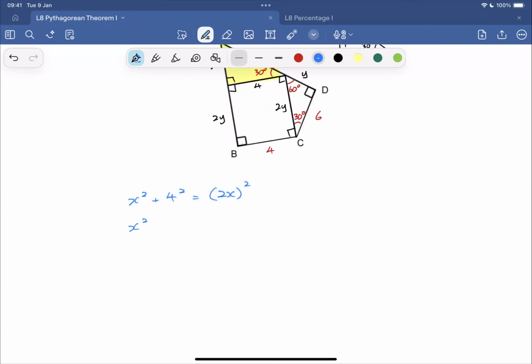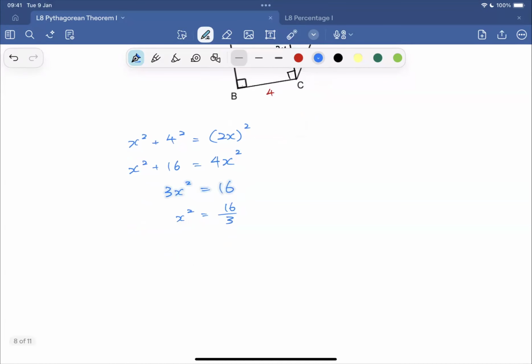So we're going to have x squared plus 4 times 4. Now, be careful of this. 2 to the power of 2 is 4. Don't forget that x must also be to the power of 2. So you have 4x to the power of 2. Then we can bring this to the other side. It will become negative. 4x squared minus x squared, we are left with 3x squared. 3x squared is 16. x squared equals 16 over 3. And therefore, x equals square root of 16 over 3.